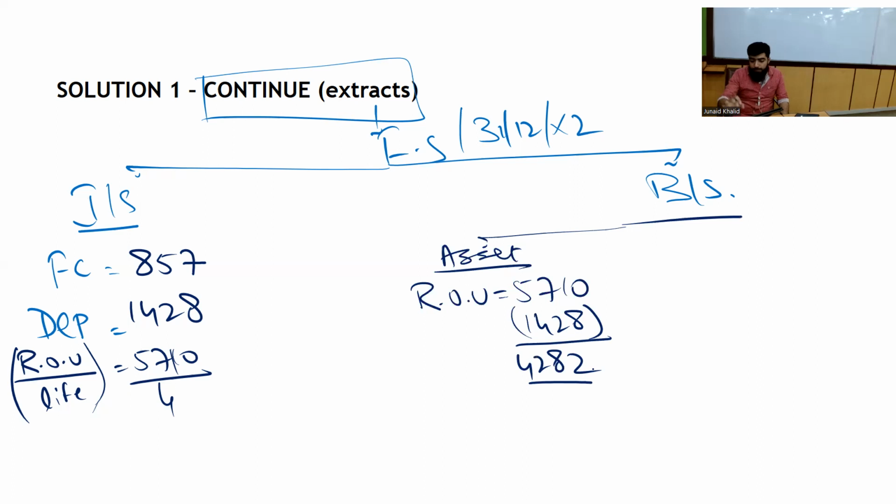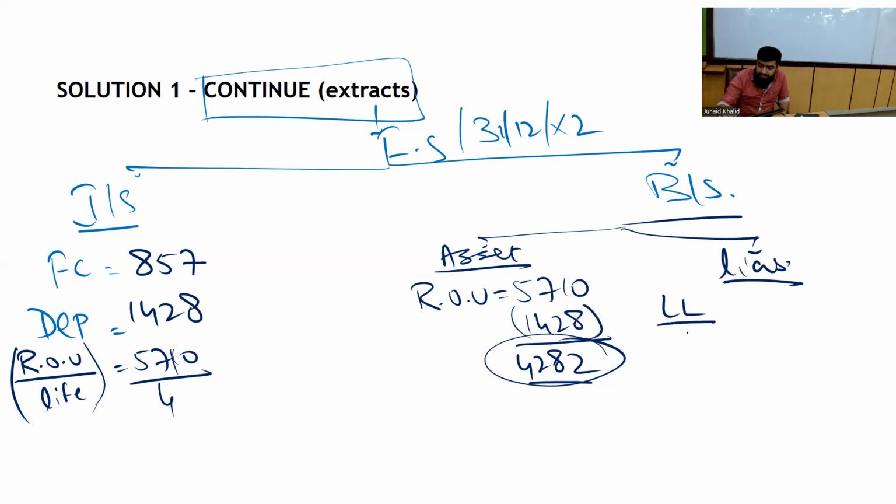Remember that we are preparing the extract for 31st December 20x2. What if we are preparing the extract for 31st December 20x3? Then it would be 5710 minus accumulated depreciation of 2 years. Don't forget, 4282 will not be recorded the same in 20x3; that would definitely change. In the balance sheet, another component we record is the lease liability, which will be broken down into current liability and long term liability.